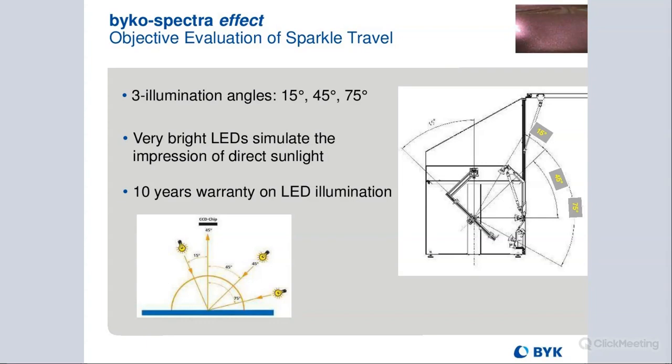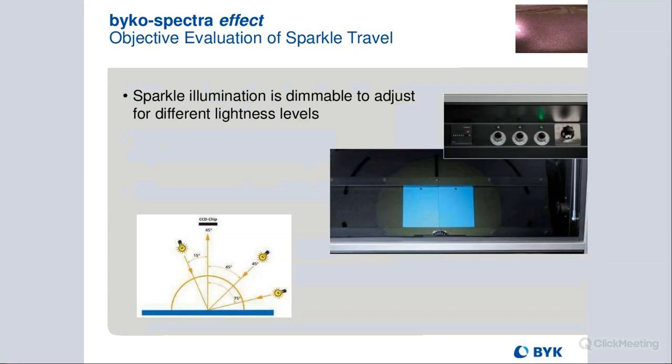And then we do have the same 15, 45, and 75 direct illuminations as we do in the instrument for sparkle. An example is here. So we can see these two panels for the sparkle are very different. But if we just looked at them for color, we wouldn't see that much of a difference between the two, because the majority of the change is in the effect.